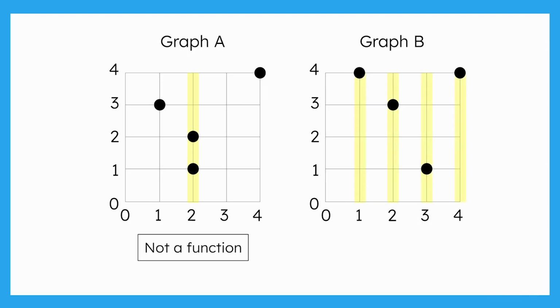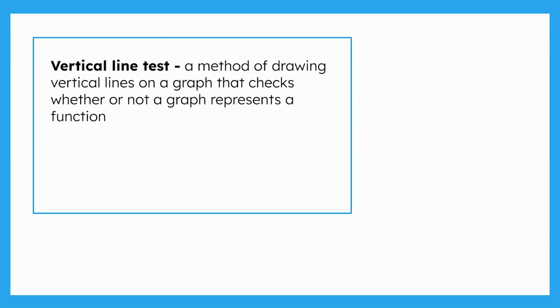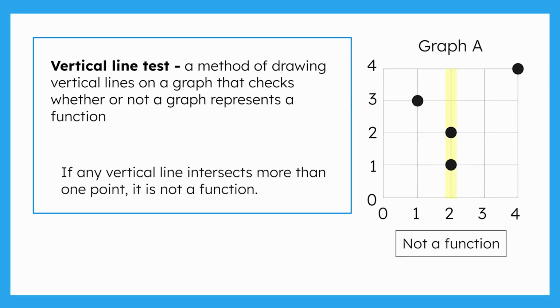No matter where you drew your vertical line on this graph, it should not have intersected more than one point, meaning that no inputs were repeated. This proves that this is a function. This is called the vertical line test, a method of drawing vertical lines on a graph that checks whether or not a graph represents a function. If any vertical line intersects more than one point, it's not a function.